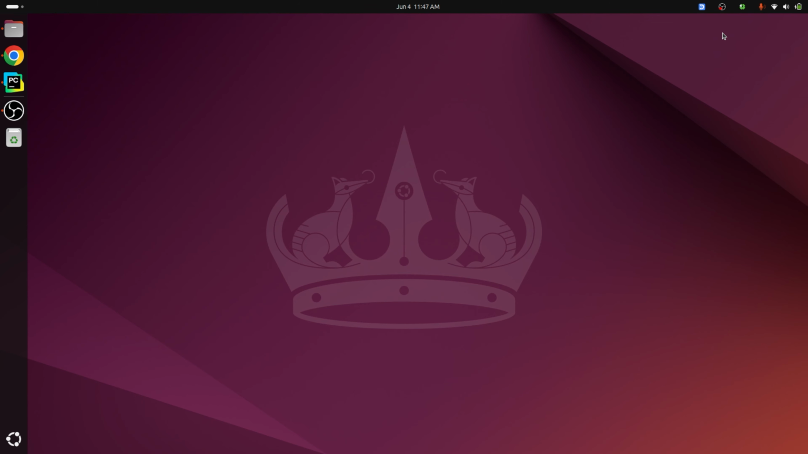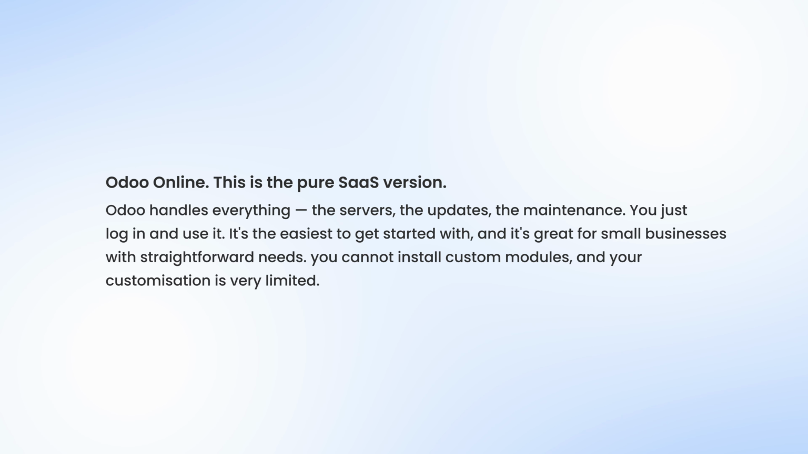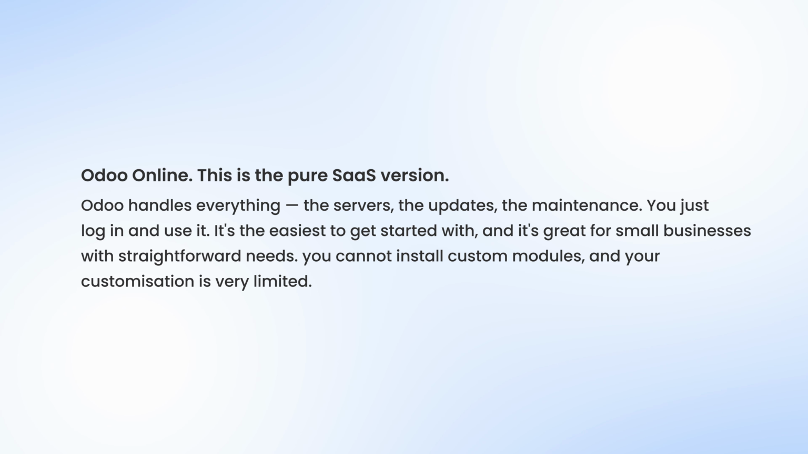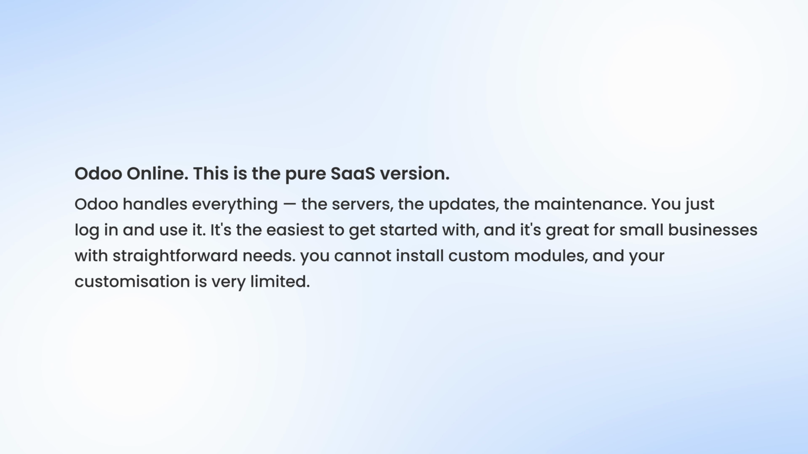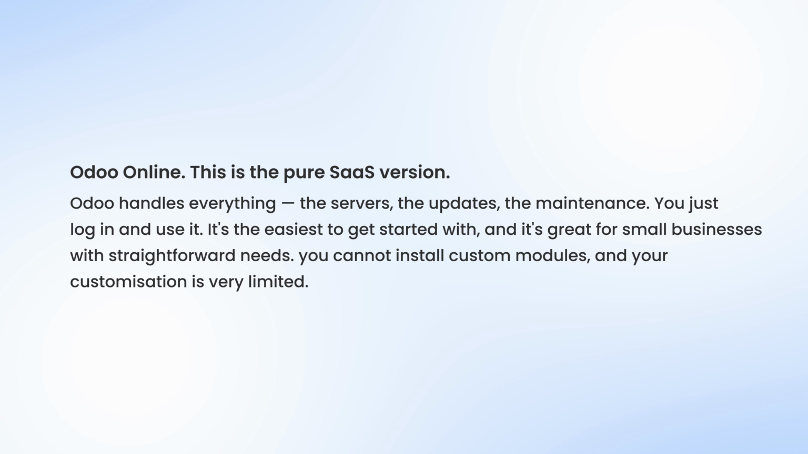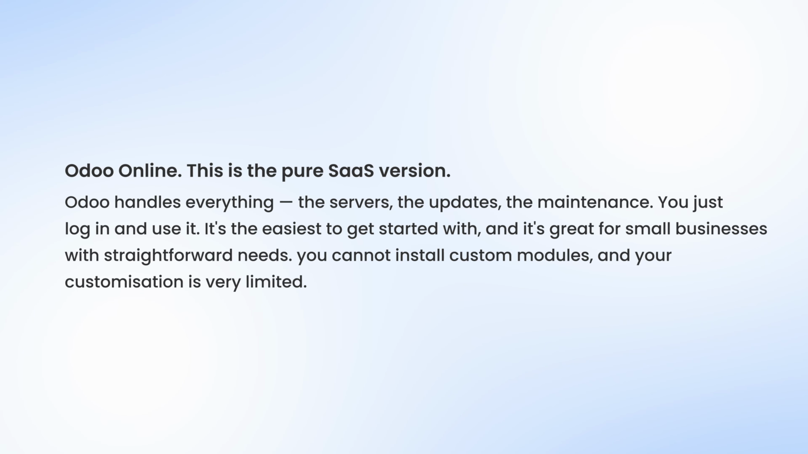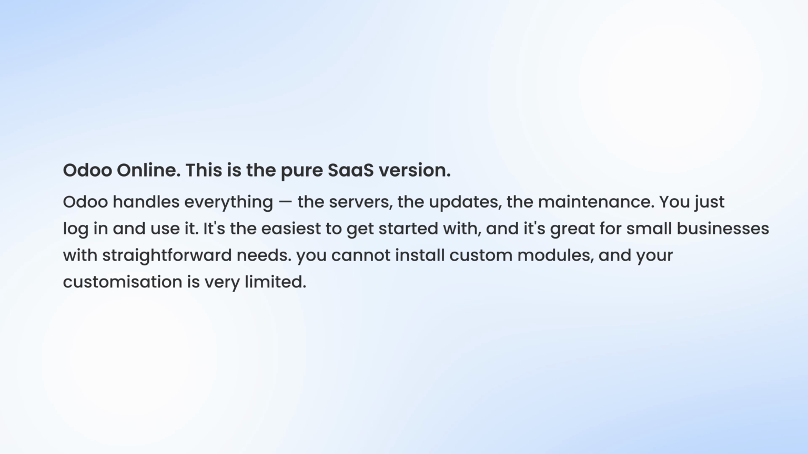So before we touch Odoo.sh, let's quickly understand the big picture, because Odoo doesn't give you just one way to host your system. It gives three. Odoo Online. This is a pure SaaS version. Odoo handles everything: the server, the updates, and the maintenance. You just log in and use it. It is easier to get started with and it's great for small businesses with straightforward needs. But here is the catch. You cannot install custom modules and your customization is very limited.